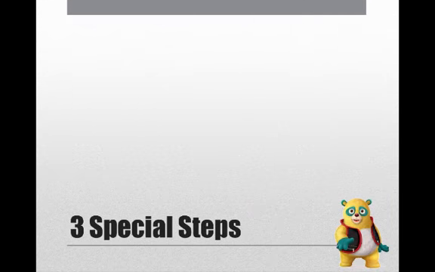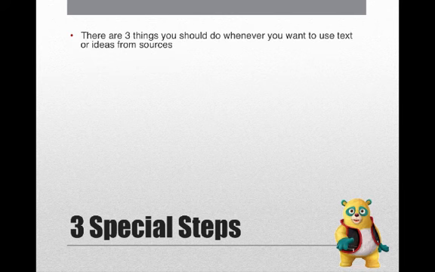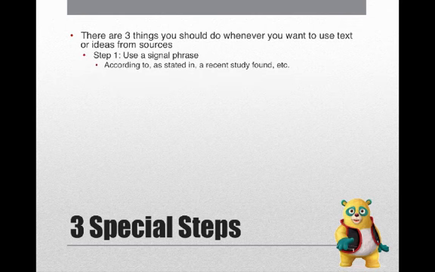Now, there's a very good chance that in your essay, you're going to want to use information that you found through research. Statistics or quotes or expert opinions, facts or figures that are going to help you prove your point. If you're going to do that, you need to remember that there are 3 things you always have to do whenever you want to use text or ideas that come from a source besides the inside of your head. The first of these 3 special steps is to use a signal phrase. That means you say something like, according to, or as stated in, a recent study found that. Any type of phrase that warns the reader that you're about to use information that came from somewhere else. This is called attribution. You attribute the information to the source.